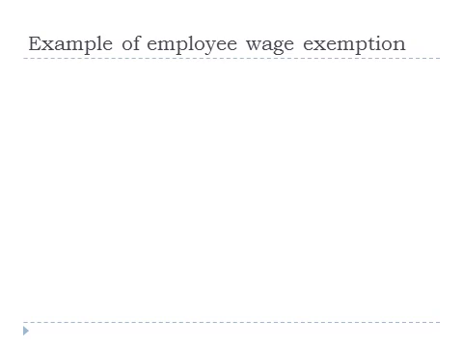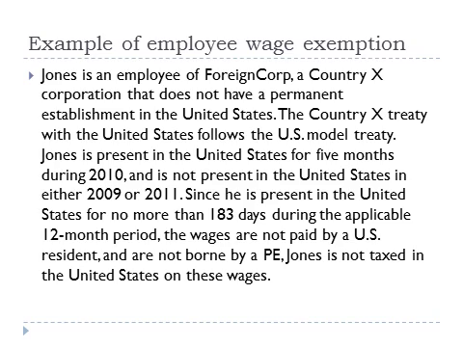Here's an example of the employee wage exception. Jones is an employee of Foreign Corp., a Country X corporation that does not have a permanent establishment in the United States. The Country X treaty with the United States follows the U.S. Model Treaty. Jones is present in the United States for 5 months during 2010 and is not present in the United States in either 2009 or 2011.